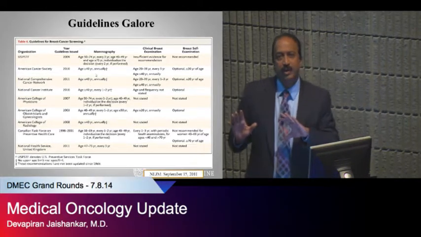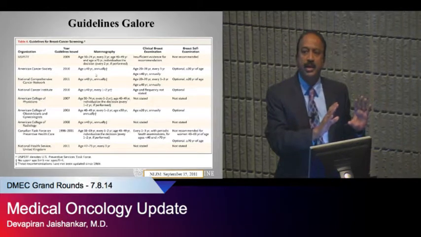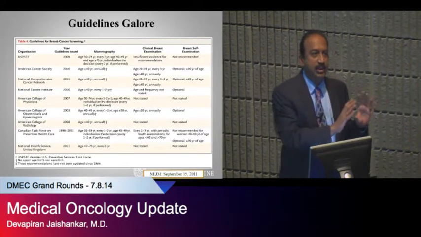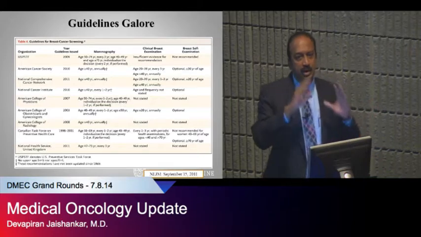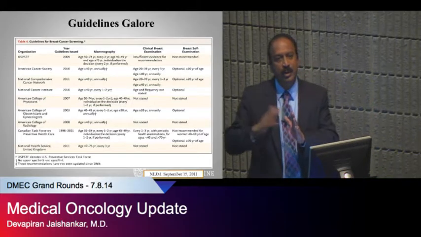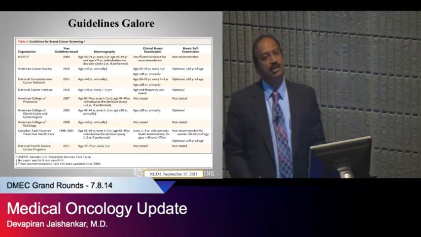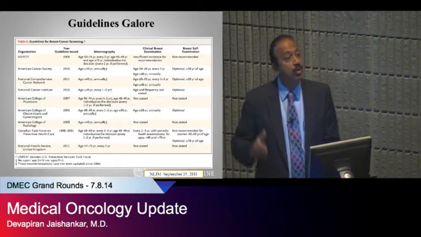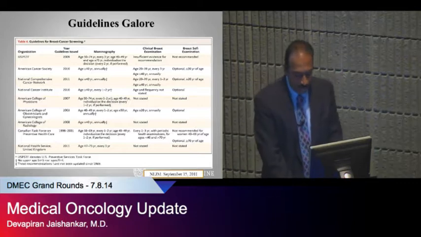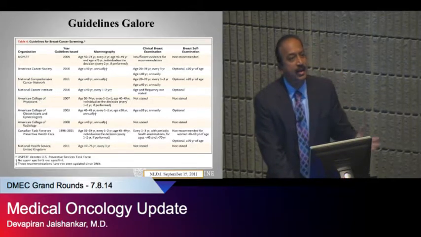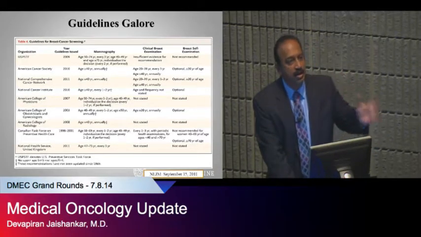The task force recommendations is what usually shows up on the ABIM exams. And that's what you need to know from a board perspective, which is start screening at age 50 and maybe do it every 2 years. But in real life, when you're out there practicing, you probably have to start screening at age 40, and you could do it every year. And so this question was just to highlight that you may have a patient concerned because of a family history.